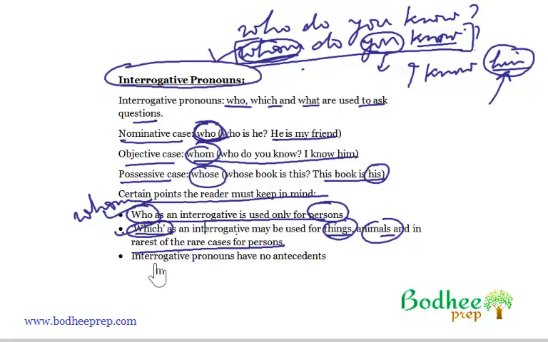Again, we have discussed this: interrogative pronouns have no antecedents. We discussed this right at the start, in the properties of pronouns. Interrogative pronouns, that means pronouns when they have a question mark at the end, when they are a part of interrogative sentences, in those cases they don't have antecedents. This is all about interrogative pronouns.